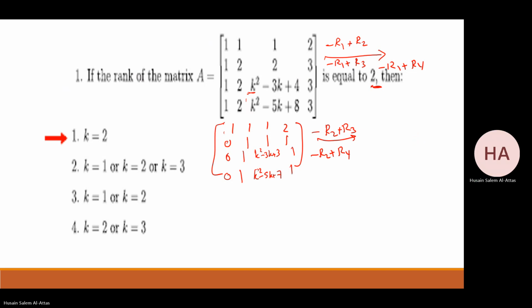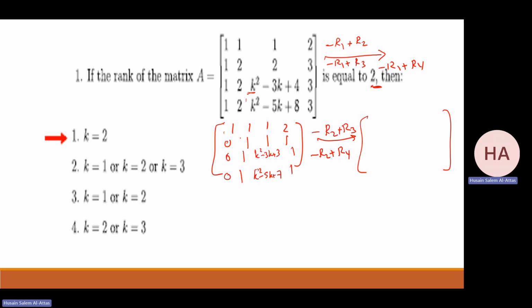Check. Minus 1 and add, that will be 0, 0, 0. Minus 1 and add, that will be 1, 1, 1. Correct? Minus 1 and add, that will be 1. k squared minus 3k plus 3. k squared minus 5k plus 7. Correct. Now, minus 1 and add, that will be 1, 1, 1. Correct. Okay. Now, minus R2 plus R3.